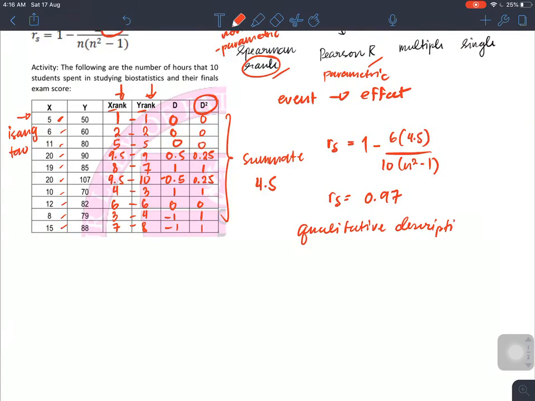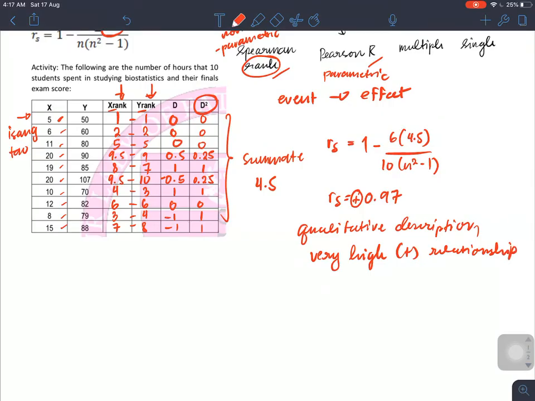Qualitative description of a very high relationship. Now, tignan po natin yung symbol. It's positive, or rather assumed to be positive. So, it is considered to be a very high positive relationship. As simple as that.